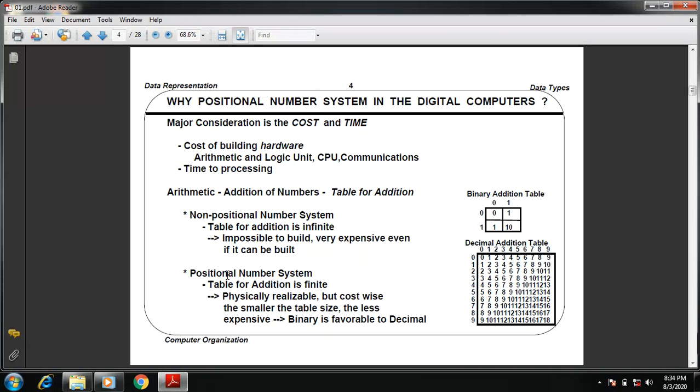Then the decimal addition table. In decimal addition, normally 0 plus 0 is 0. You can add 0 to all the 9 digits: 0 plus 1 is 1, 0 plus 2 is 2, 0 plus 3 is 3, 0 plus 4 is 4, and 0 plus 9 is 9. Likewise we can add all the digits and get the addition table of decimal.